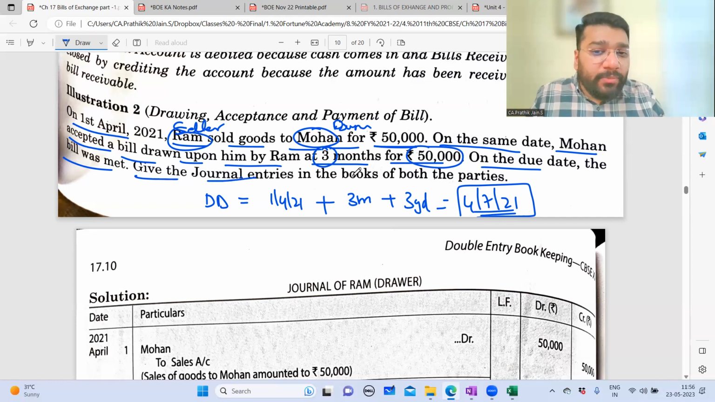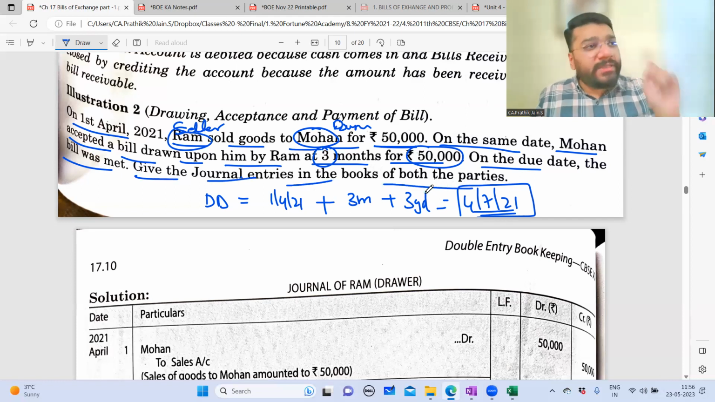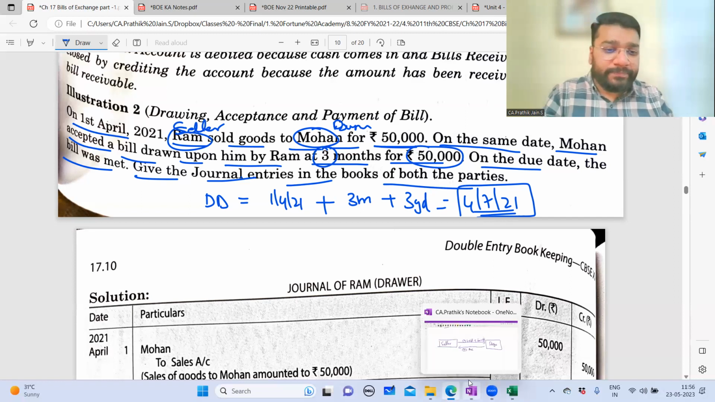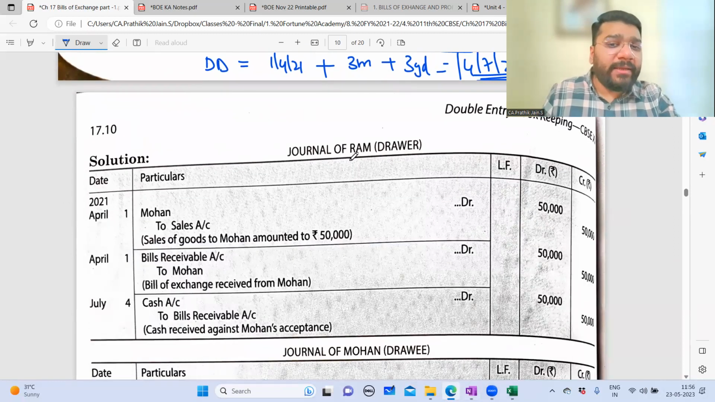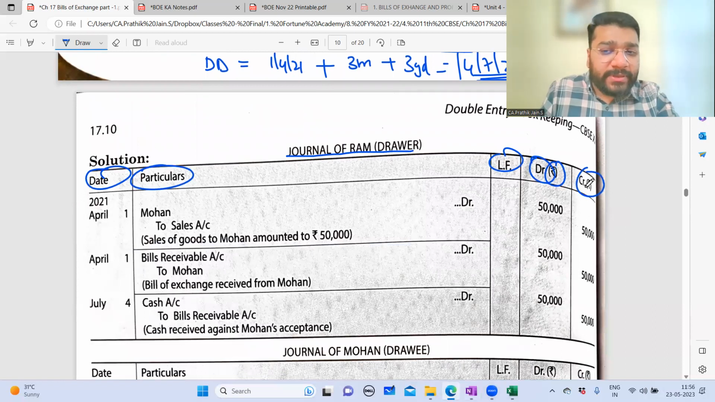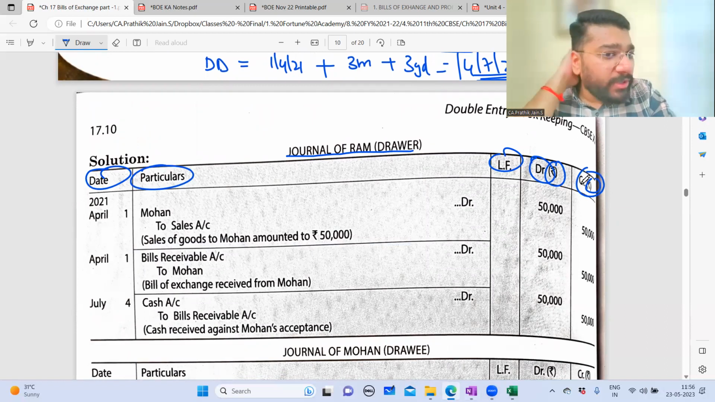Give the journal entries in the books of both the parties. Both the parties means first Ram, then Mohan. Now, guys, all of you please write the heading in the books of Ram. In the books of Ram, journal entry or journal of Ram. Anything you can write. Heading is important. Plus, please write the format: date, particulars, LF, debit rupees, credit rupees. Please do the format, then we'll go with the transaction.